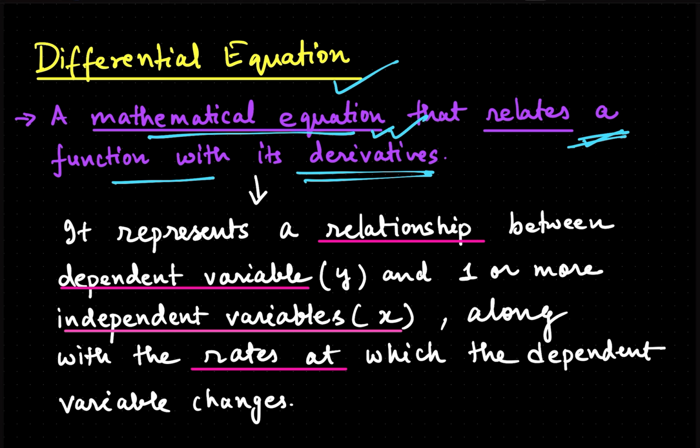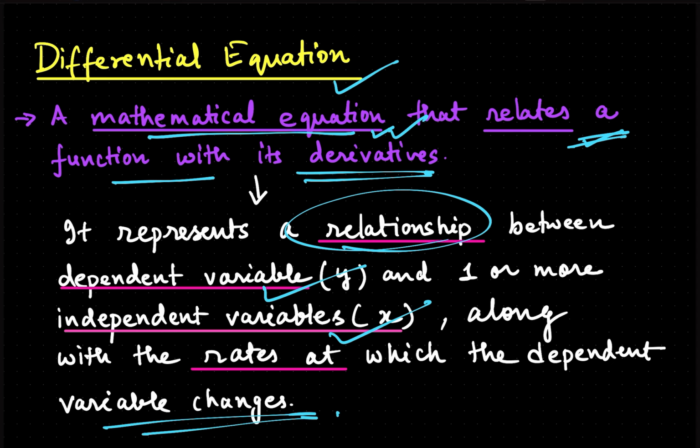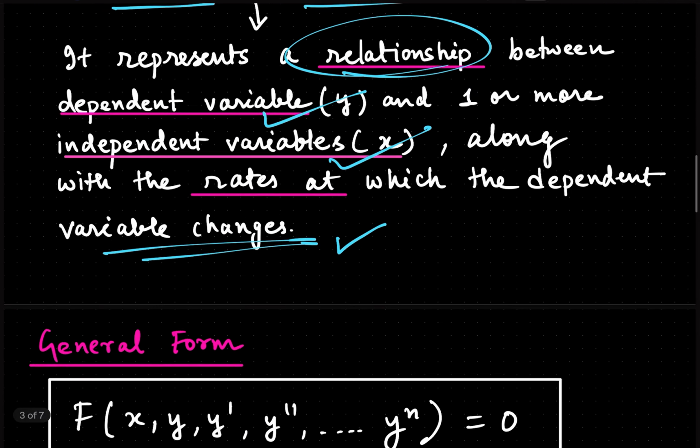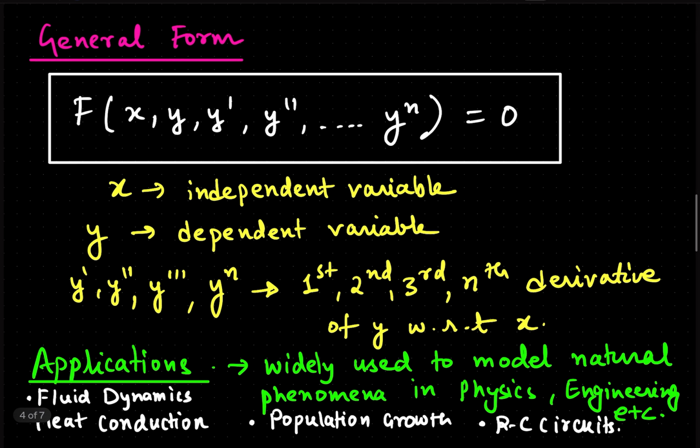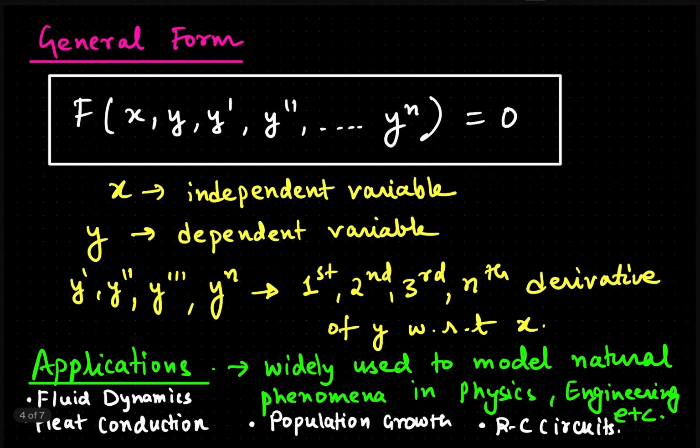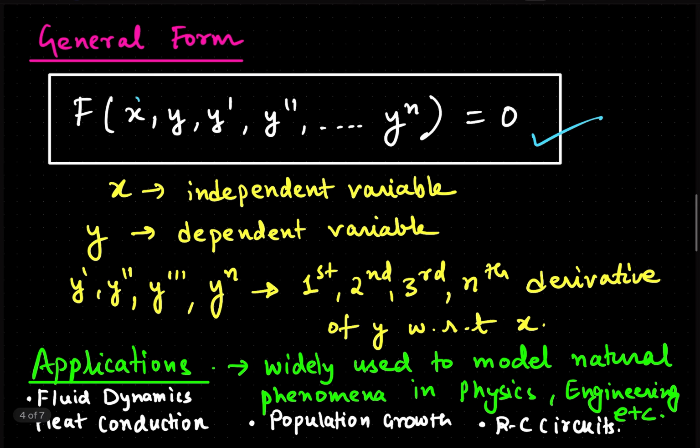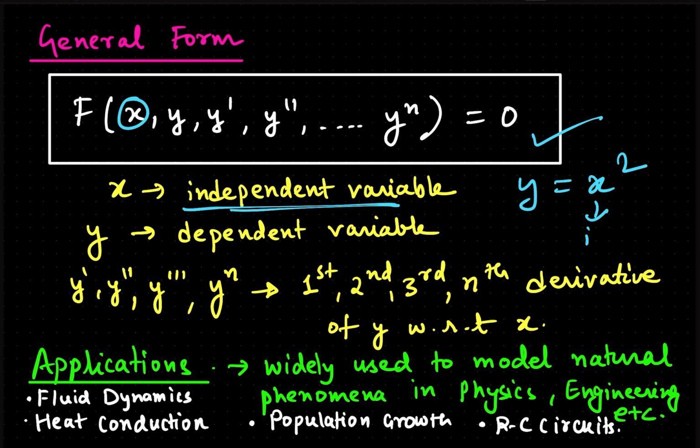It represents a relationship between the dependent variable y and one or more independent variables, along with the rates at which the dependent variable changes. You will better understand this if you see the general form of the differential equation. Here you will see x, which is an independent variable. Suppose y is equal to x squared. So x is an independent variable and y is a dependent variable.